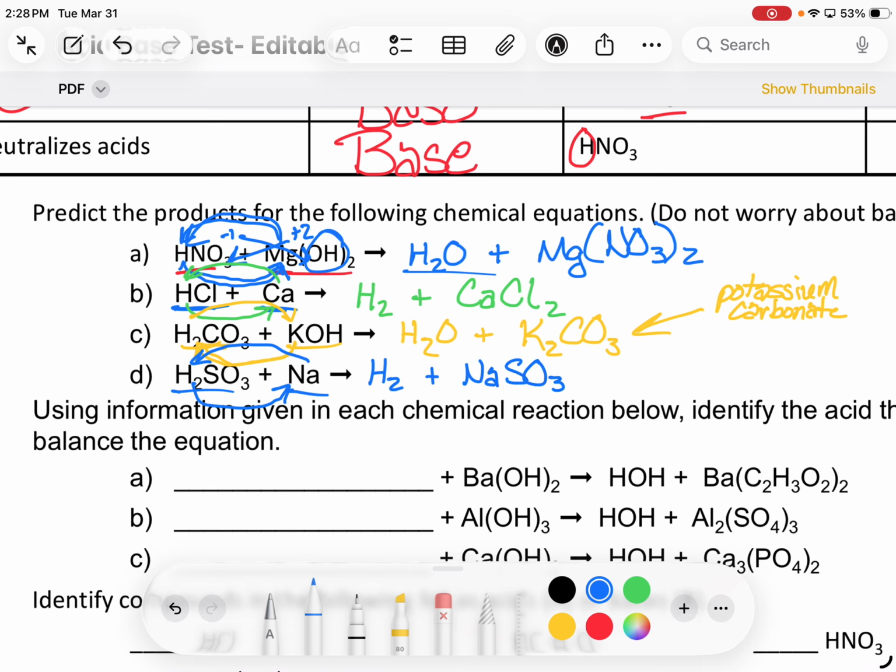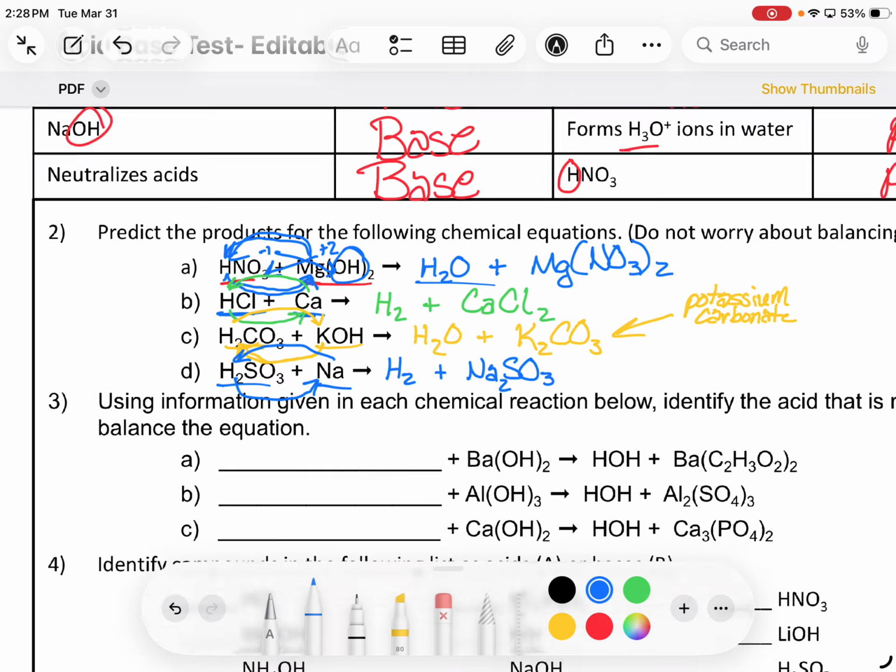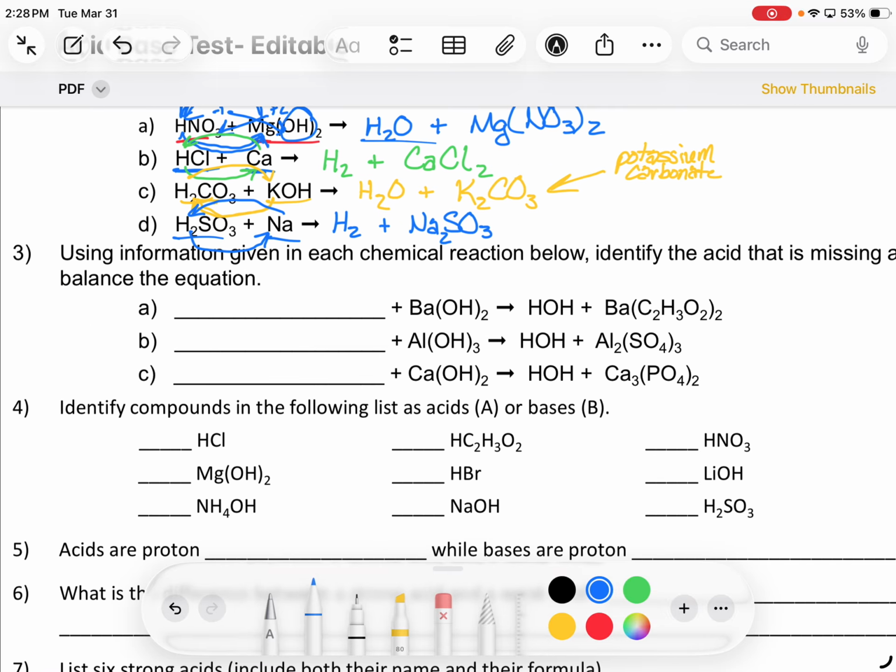Do we need any subscripts? Yes, sulfite has a 2 charge, so it becomes sodium's 2 subscript. Number 3. Again, don't worry about balancing the equation.